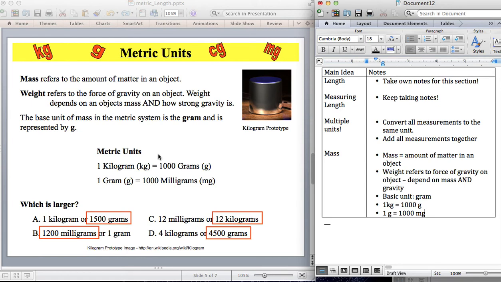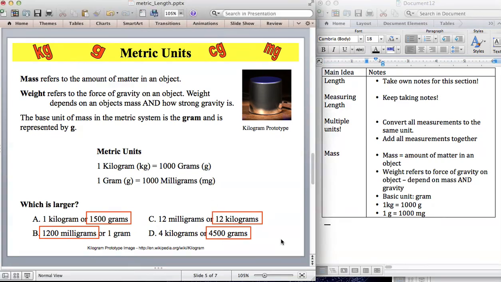So just knowing these conversions will help you do stuff quickly without having to go through your King Henry chart. But you can always use that. It's always going to work. So again, 1 kilogram or 1,500 grams? That's 1,000 grams, that's 1,500. That's bigger. 1,200 milligrams? That's only 1 gram. That's bigger. 12 milligrams or 12 kilograms? Same number, but a kilogram is a much bigger unit. Obviously, that's the larger number. 4 kilograms would be 4,000 grams. So 4,500 grams is our bigger number.